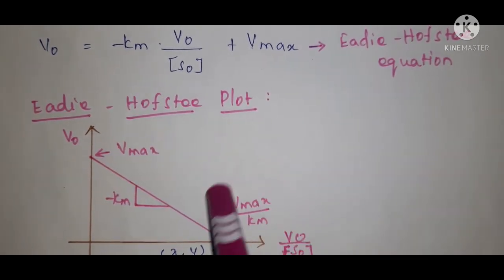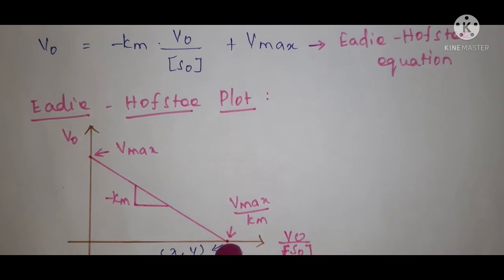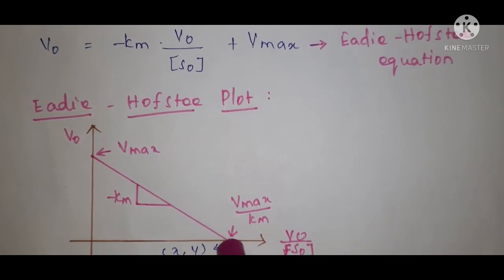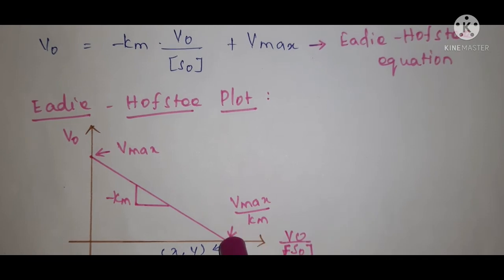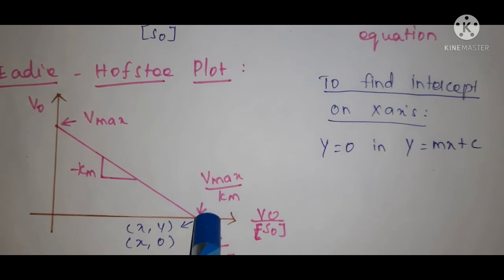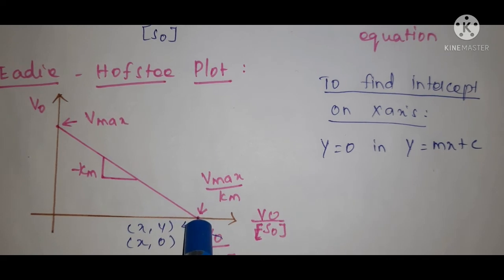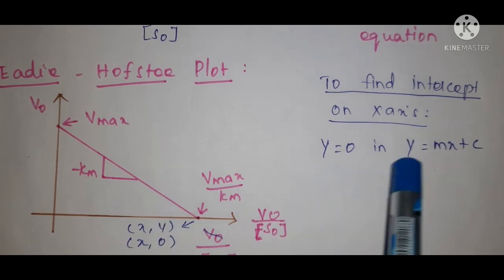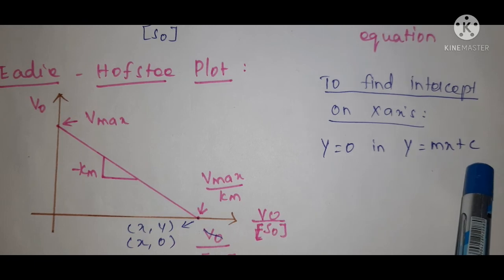But here one more term is there, that is the intercept on the x-axis. You may ask the question, how do they find that the intercept on the x-axis is V max divided by Km? To find the x-intercept, first consider the coordinates x comma y at this point. On the x-axis you have some x value, and here y is 0. So at the x-axis your y is 0. Just put y equal to 0 in your linear equation y is equal to mx plus c, and substitute the slope and intercept.